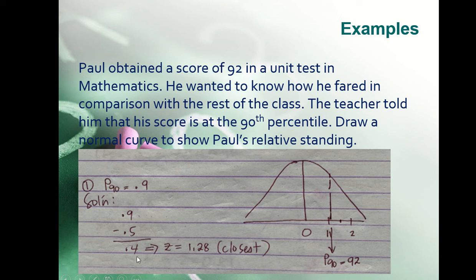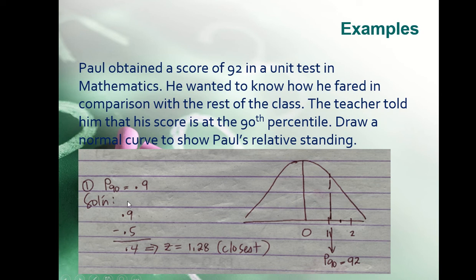Kung wala eksakto ang 0.4000 doon, hahanapin natin yung pinakamalapit. And in this case, we can find it at 1.28. So, dalawa ulit yung choices mo dito. Positive ba yung 1.28 or negative? Paano mo malalaman kung positive siya or negative?